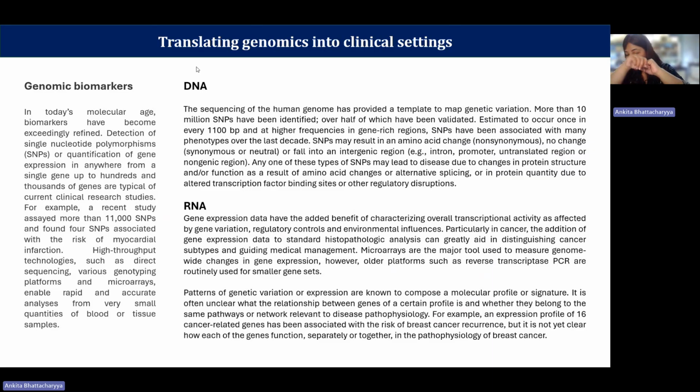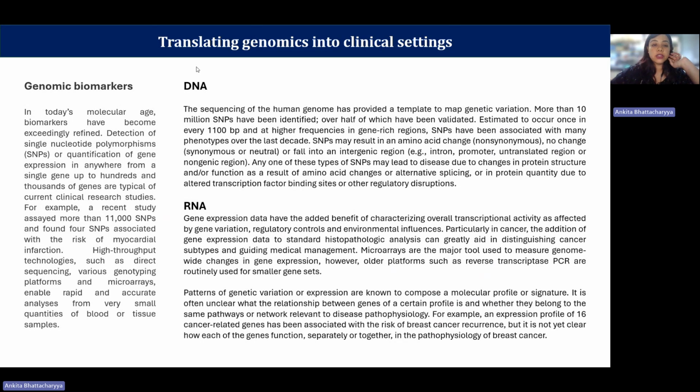Previously, microarrays were also used as a tool to measure genome-wide changes in gene expression. However, we are switching slowly to RNA-seq. Older platforms like qPCR are also used for smaller gene sets, but for more high throughput, more comprehensive data, RNA-seq is the way to go.